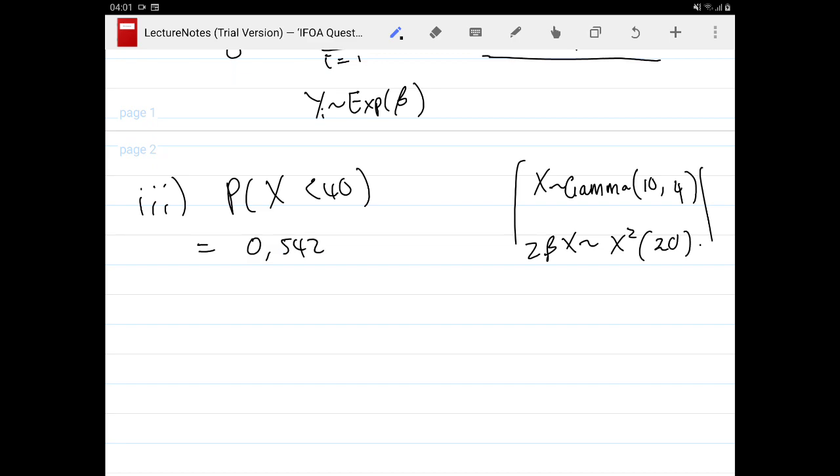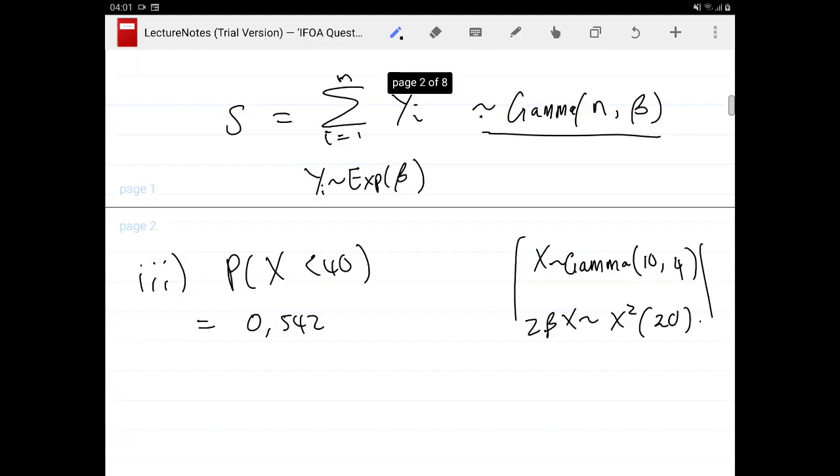Obviously, we wouldn't be able to calculate this in an exam, but they also wouldn't give this question to us in the exam if we weren't actually able to calculate it. Obviously, if you've got a computer, if you've got Excel, if you've got R, if you've got a table that has these values, then you can do it. So yeah, that's question 3.